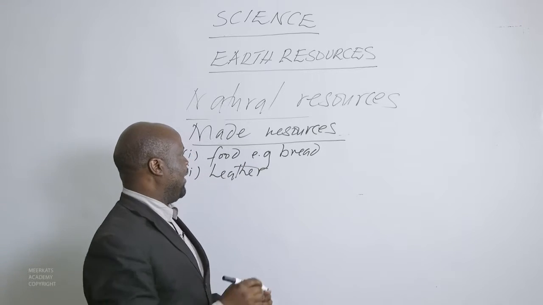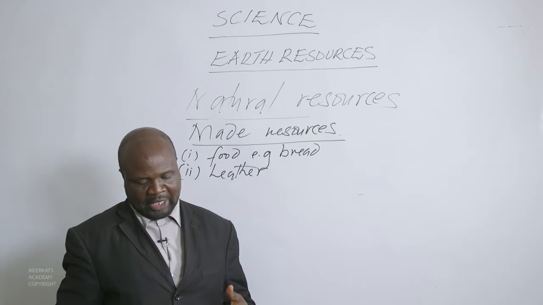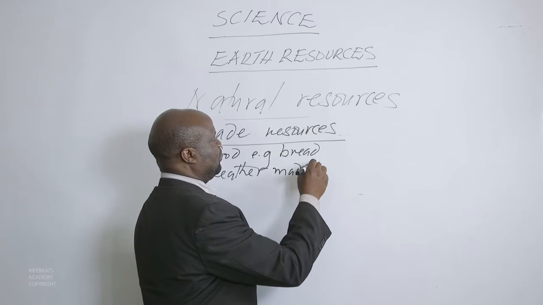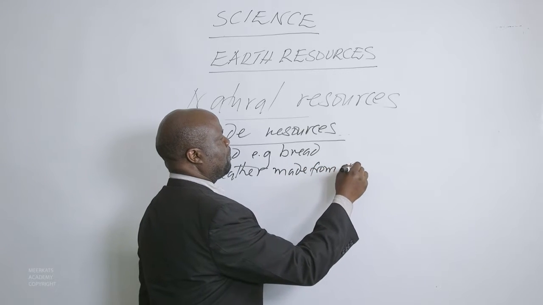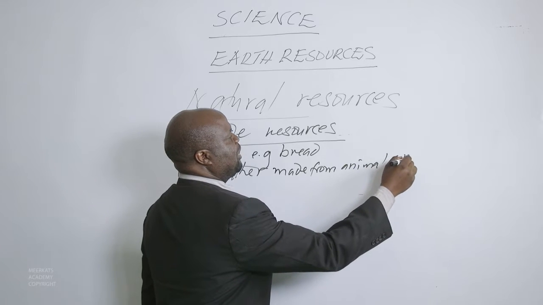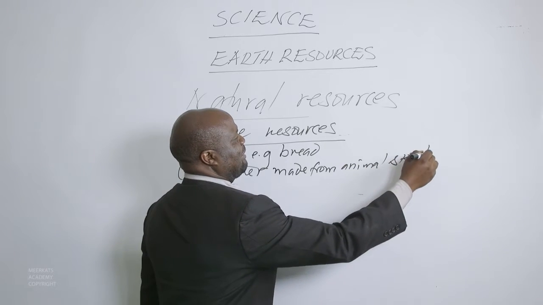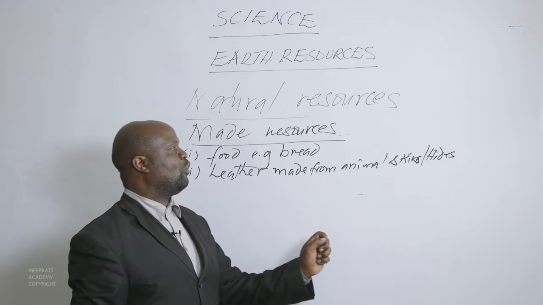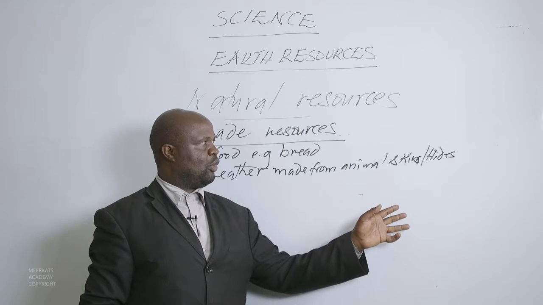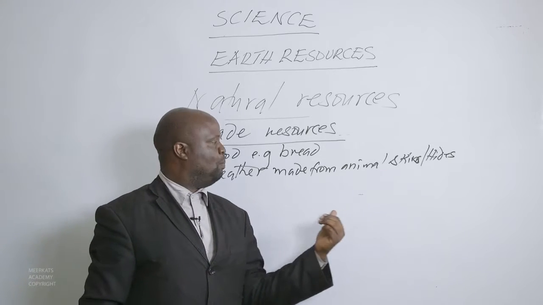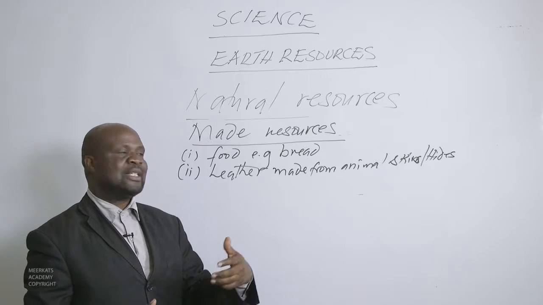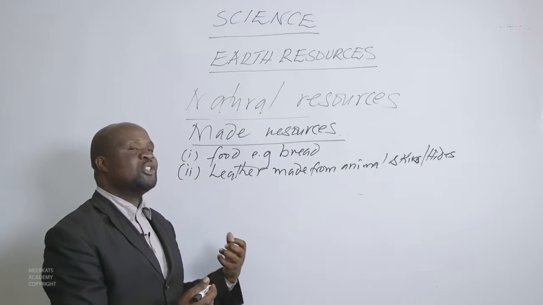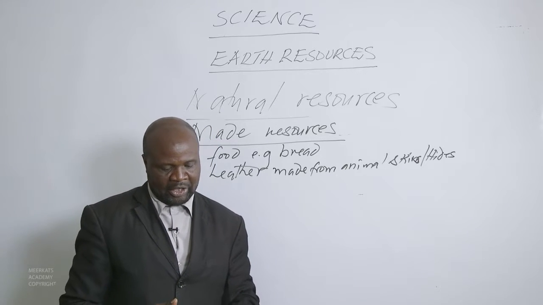Now, when we talk of leather, the picture that comes to mind is that leather is made from animal skins. It's made from animal skins, and we talk of hides depending on the nature of the animal. If we talk of skins directly or hides, then that is not a made resource. But when we come to leather, something has happened to the skin or hide that you got from an animal. Now it is leather. So leather becomes a made resource.